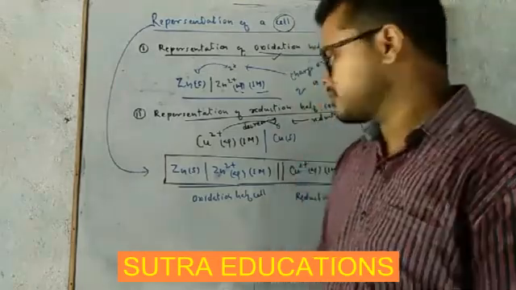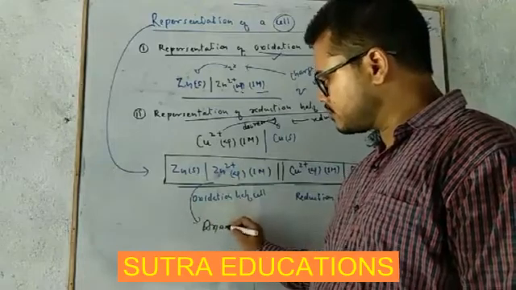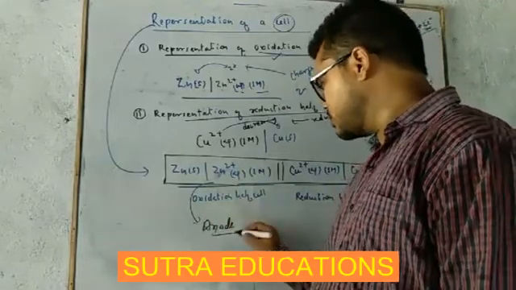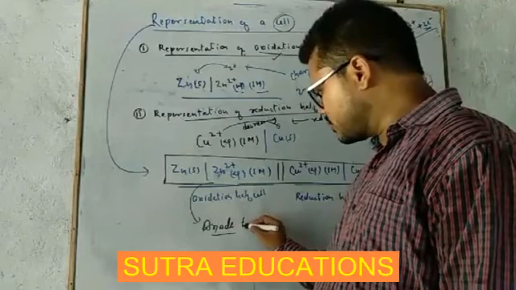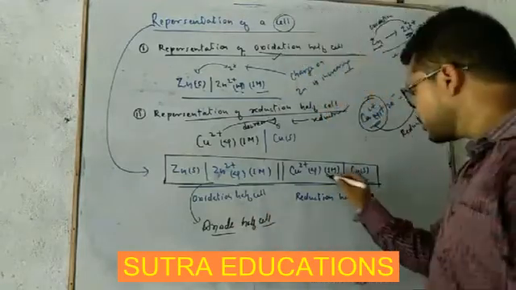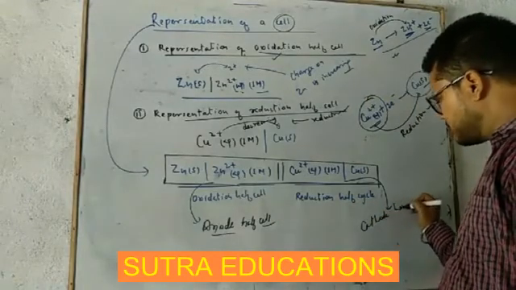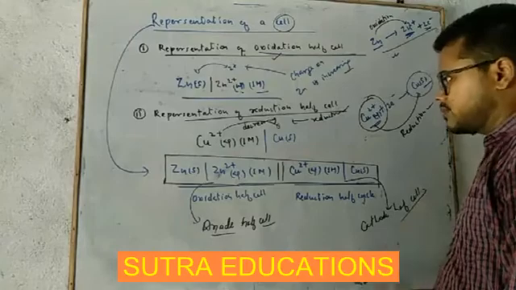One more thing. This one is what? This one is the anode. So this is the anode cell, or anode half cell, we will say. This one is the cathode, so it is the cathode half cell. Okay.